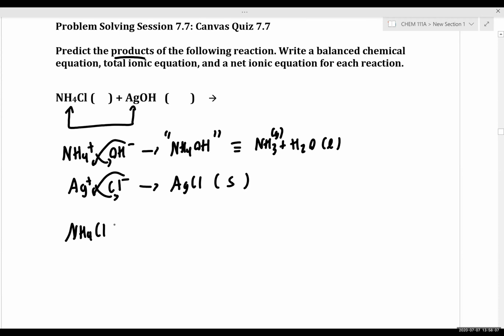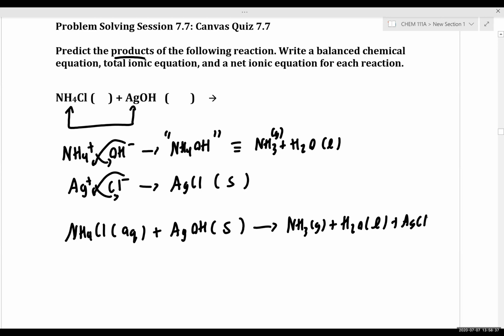So now punching this into our equation. We have ammonium chloride, which is soluble. Ammonium and chloride salts are soluble. Let's look at silver hydroxide. Is silver hydroxide soluble or insoluble? Are hydroxide salts generally soluble or insoluble? Insoluble. So we put a solid symbol. Okay, and then we write out our products of ammonia gas, water, and silver chloride solid.